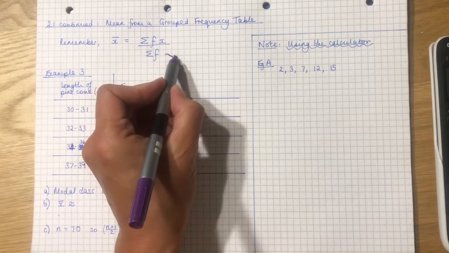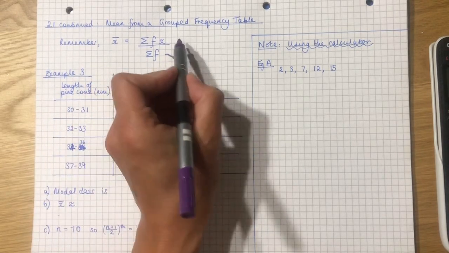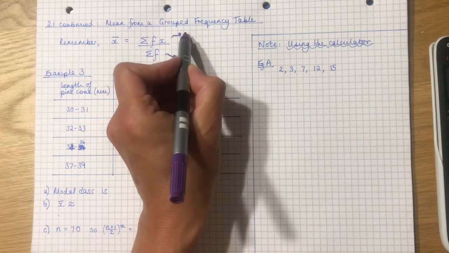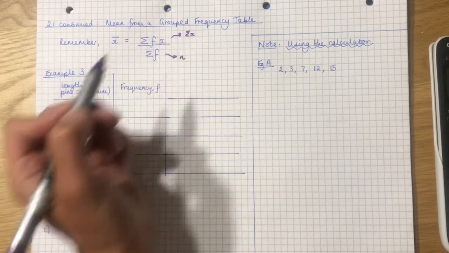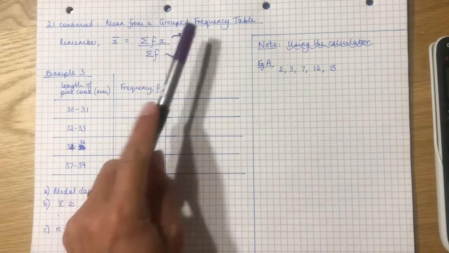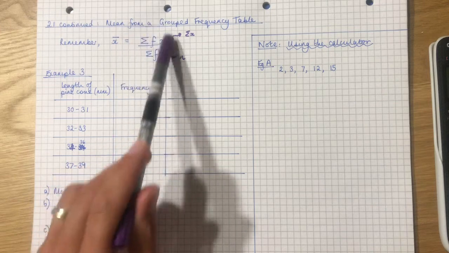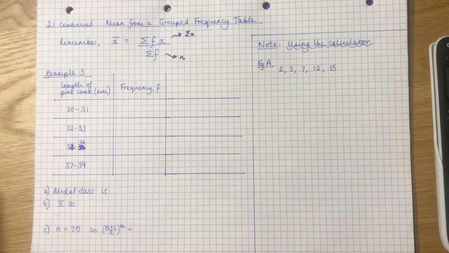So this was analogous to n in the original formula, and this is analogous to the sum of x in the original formula. So you use the sum of x over n when you have a list of numbers, and you use this formula when you have a frequency table. What happens if your frequency table is grouped continuous data?